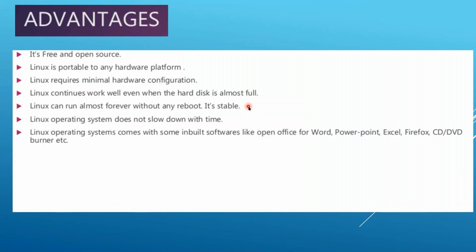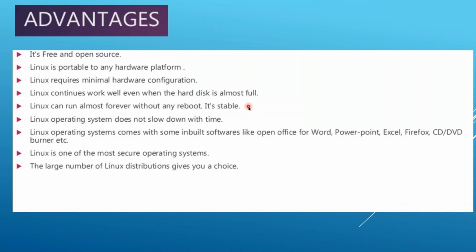Linux operating systems come with some inbuilt software like OpenOffice, Word, PowerPoint, Excel, Firefox, CD and DVD burner, etc. So in the Linux GUI, we can use Word, PowerPoint, Excel. These applications we can use. Linux is one of the most secure operating systems. The large number of Linux distributions give you choices. So many distributions, so many flavors are available in Linux.